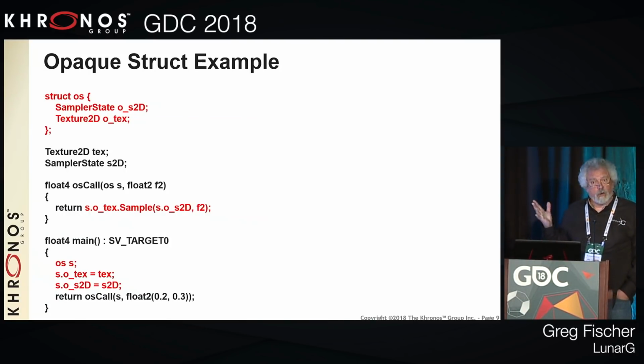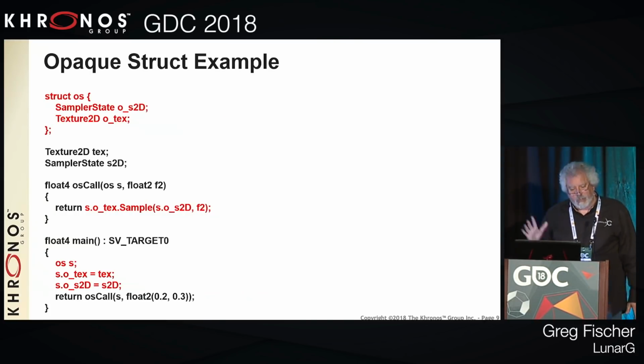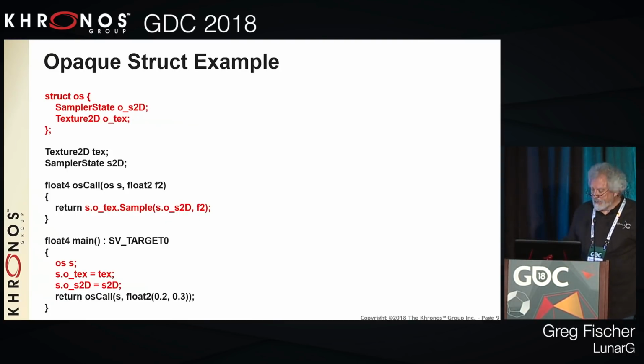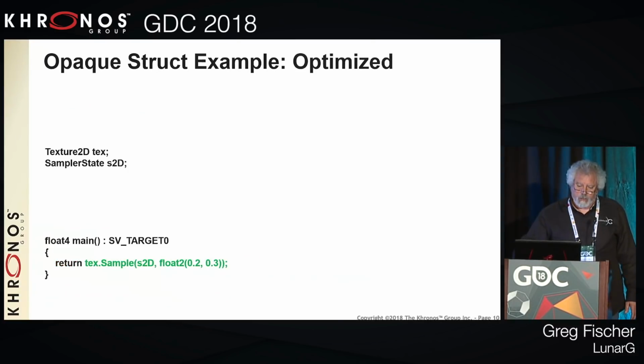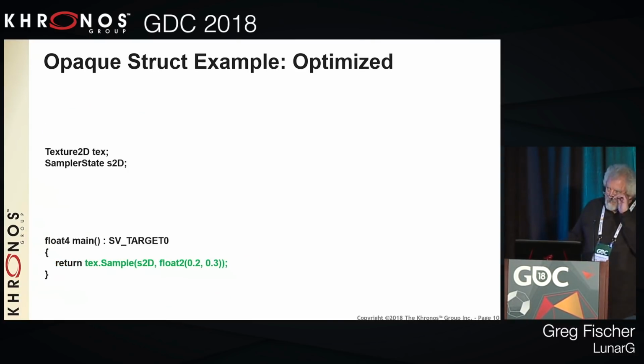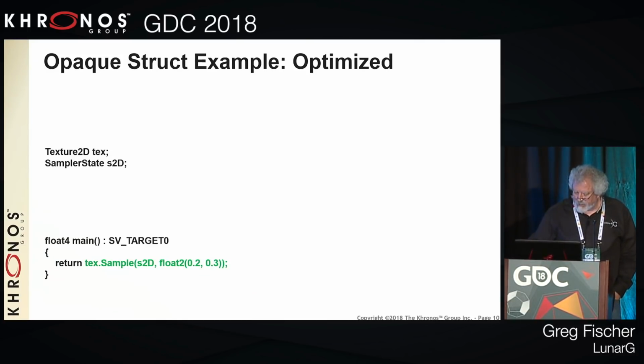This is not supported by Vulkan. It's considered, quote unquote, illegal by Vulkan, even though it's expressible in SPIR-V. So we needed to optimize this away. These values are propagated using standard compiler techniques, and voila, the red code's gone. We end up with just a single sample operation at the point of the original call using the actual texture and sampler value.